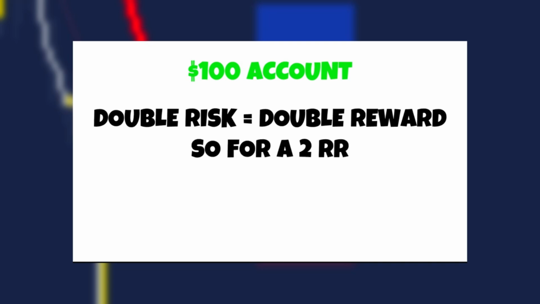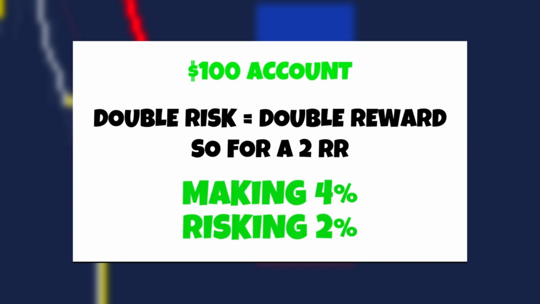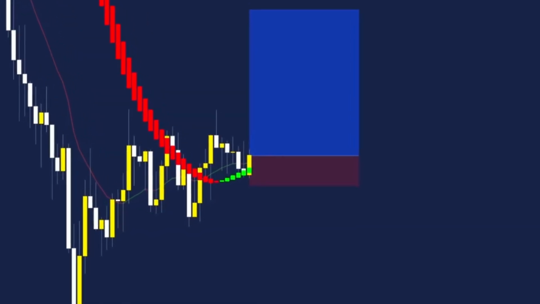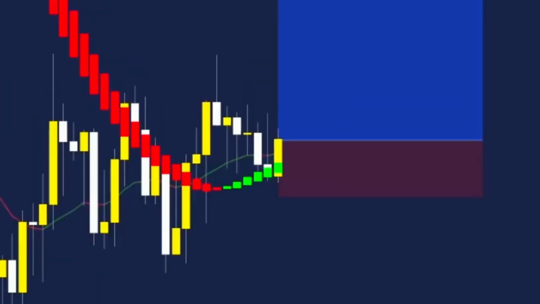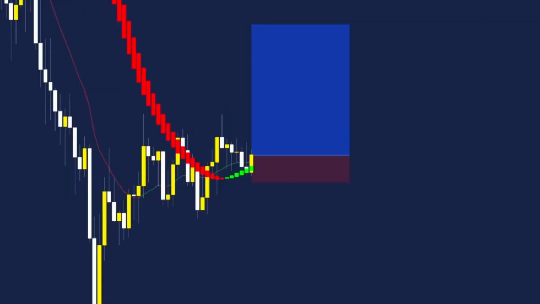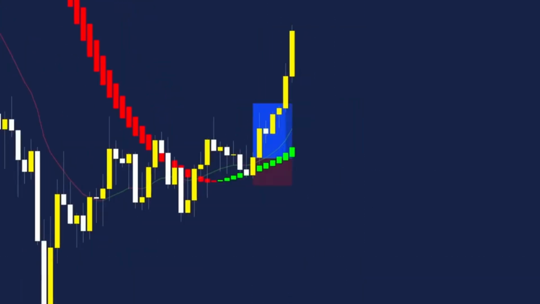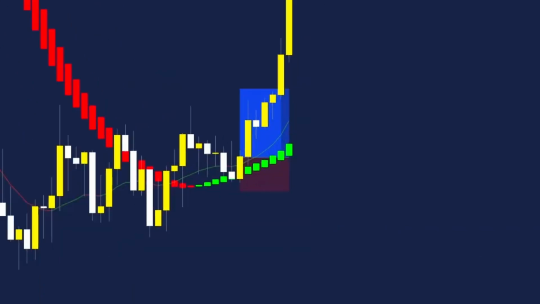Because we are trading on a small $100 account, I have doubled the risk and doubled the reward. So for a 2 risk to reward ratio, we will actually be making 4% and risking 2% every single trade. For the stop loss, you want to definitely make sure that it is below both of the indicators, predominantly the Heiken Ashi, and it must be below the rejection candle formation. From that low, just give it a little bit more of a gap so it has a bit of breathing room, and then we can target our 2 risk to reward. And there we go, the trade is hit. Let's find another.